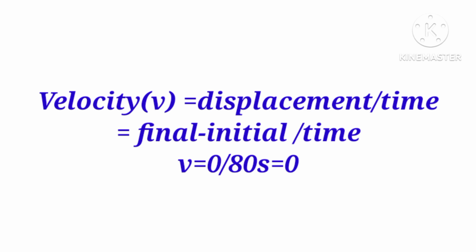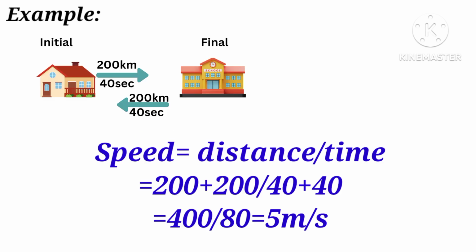I know what you are thinking. 0? How and why is the velocity 0? Don't worry, I will tell you the reason. Here I said that a girl traveled from her house to school, then she returned from school to her house. It means her starting point is the house and the end point is also the house. Initial position is house and her final position is also house. That's why here velocity is 0.